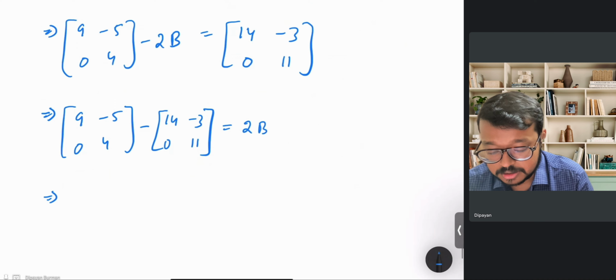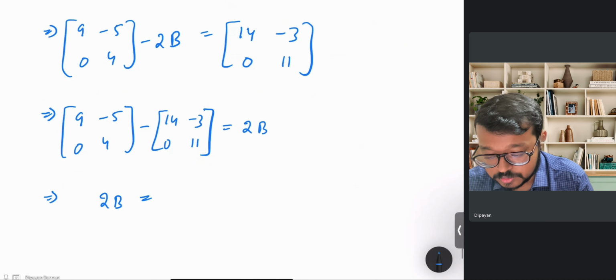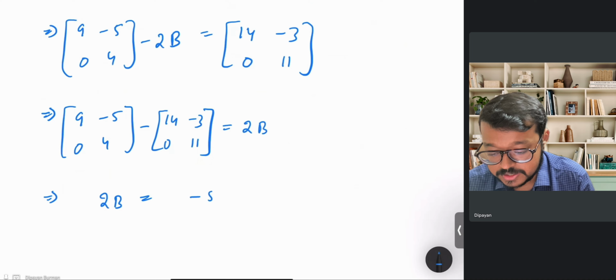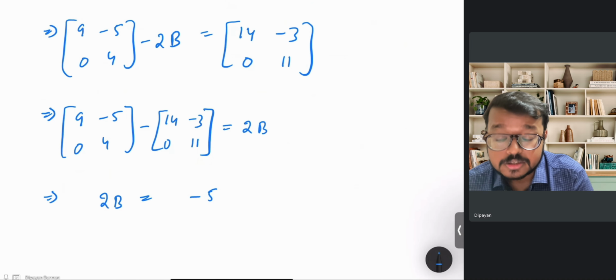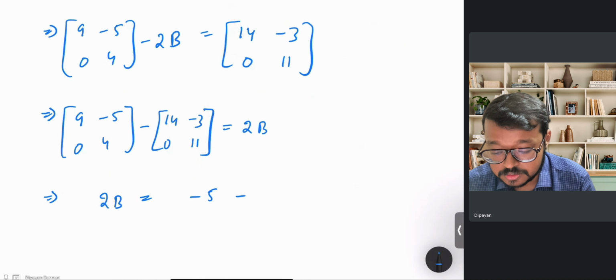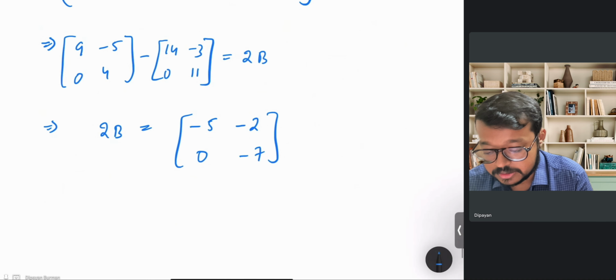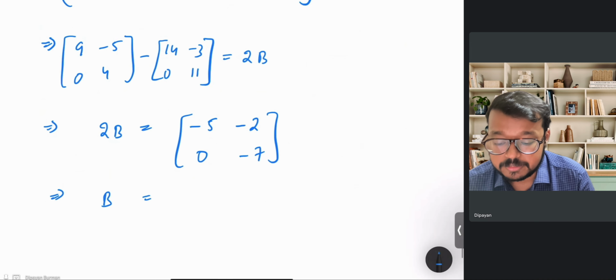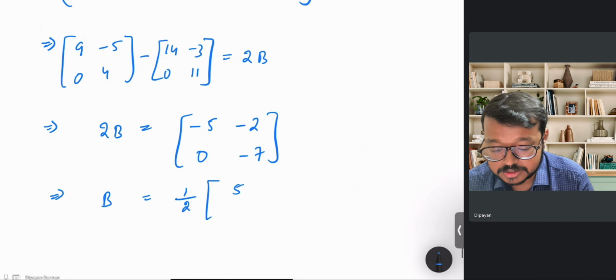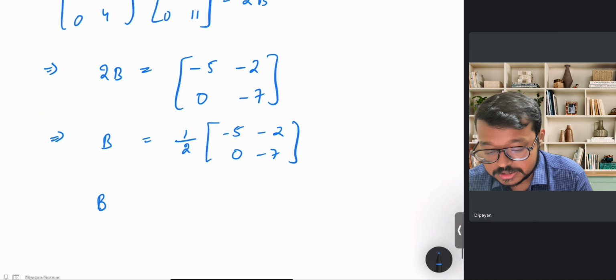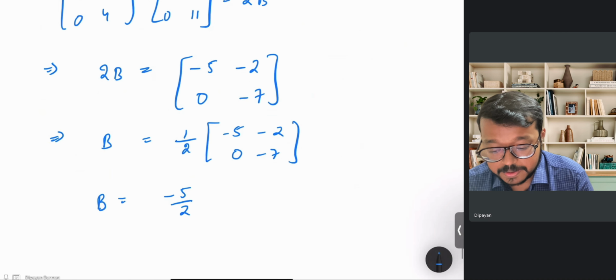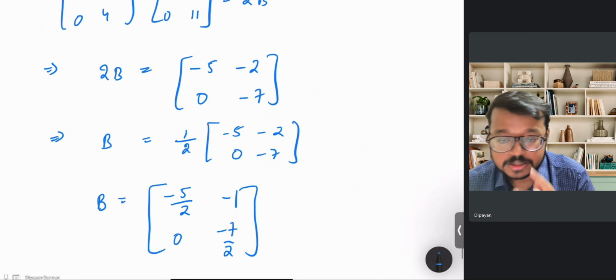So I am getting 2 times B is equal to 9 minus 14 is minus 5, minus 5 minus of minus 3, which is plus 3, is minus 2, 0 minus 0 is 0, 4 minus 11 is minus 7. So my matrix B will be half of this matrix. So I get matrix B as minus 5 by 2, minus 1, 0 and minus 7 by 2. This is my 2 by 2 matrix, matrix B.